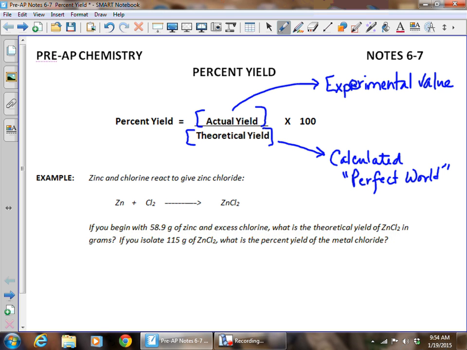So looking at this example, it says that we reacted zinc and chlorine to give zinc chloride. And it says that we begin with 58.9 grams of zinc, so that's one of our parts that we're dealing with, and excess chlorine, meaning we've got plenty of chlorine. What's the theoretical yield of zinc chloride? So we want the theoretical yield of zinc chloride. That's what we're trying to find.